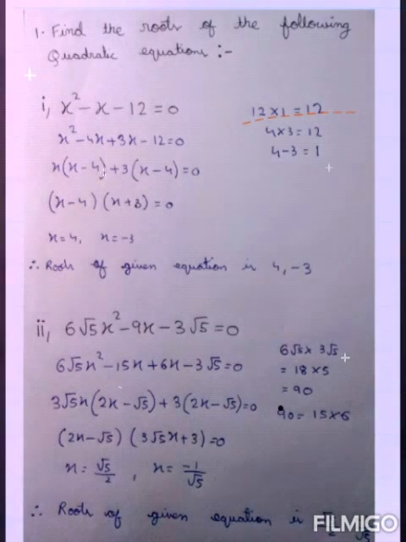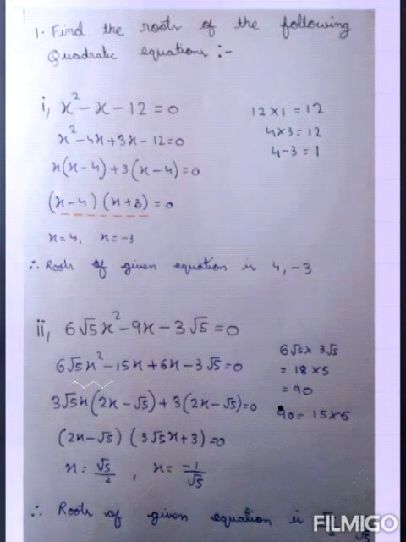So 12 we can write as 4 3s are and 6 2s are, but it should satisfy the x coefficient. So we are taking 4 into 3, that is 12, and 4 minus 3 is 1. So it satisfies the x coefficient. So we write x square minus 4x plus 3x minus 12 equal to 0. Taking x as common, x into x minus 4, plus taking 3 as common, 3 into x minus 4 equal to 0. Taking x minus 4 as common, x minus 4 into x plus 3 equal to 0.